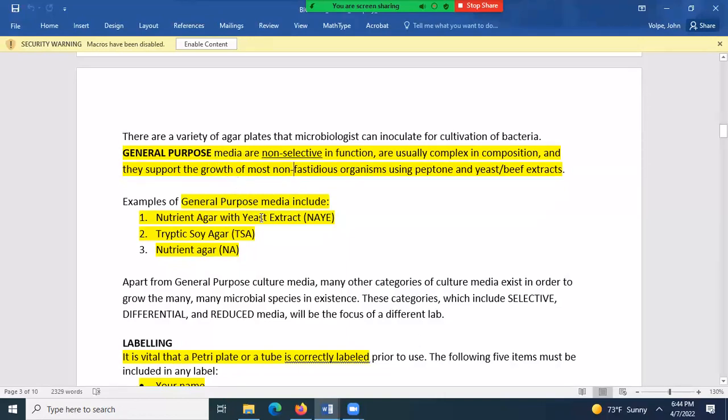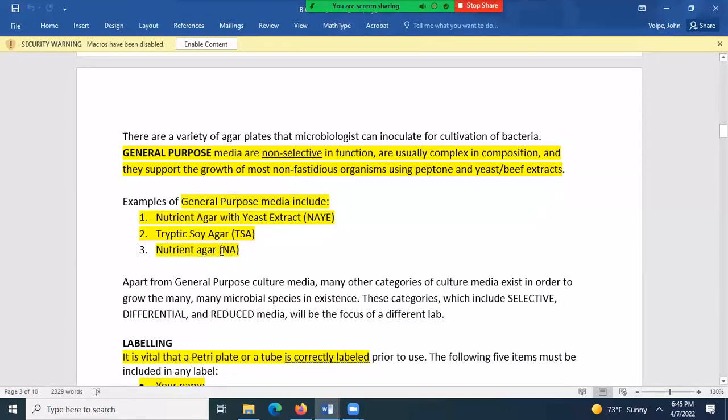The general purpose media include things, I'll start from the bottom, nutrient agar, abbreviated NA, tryptic soy agar, abbreviated TSA, and then nutrient agar where we've added yeast extracts to it. And this is a little richer media. Like nutrient agar, I think all it has is ground up beef extract, ground up, what is it, soy product? Something like that. It only has 3 additives to it.